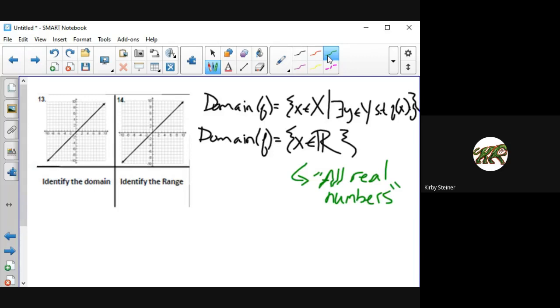Now we do the same thing for y. We see that along the y-axis, we're going down forever, and we're going up forever also, so our range is going to be all real numbers. We define our range.